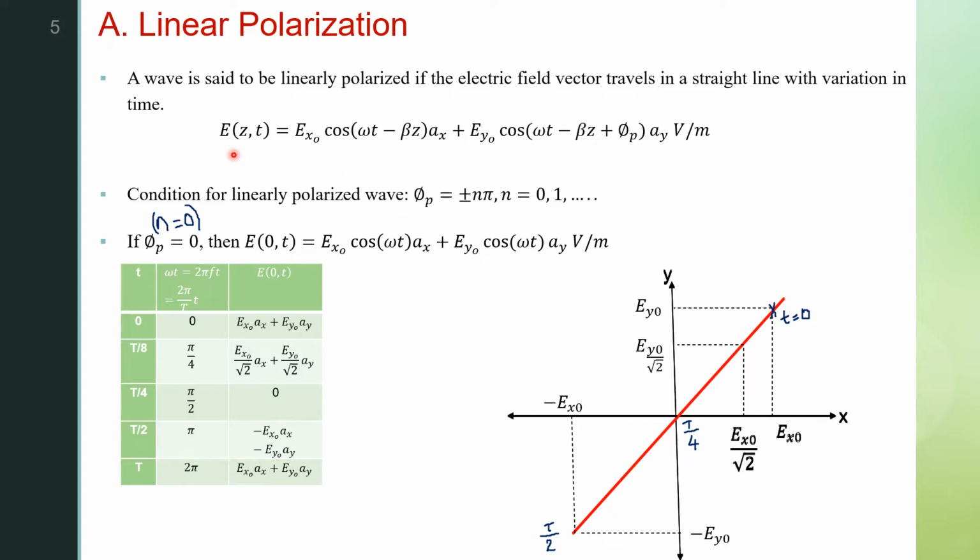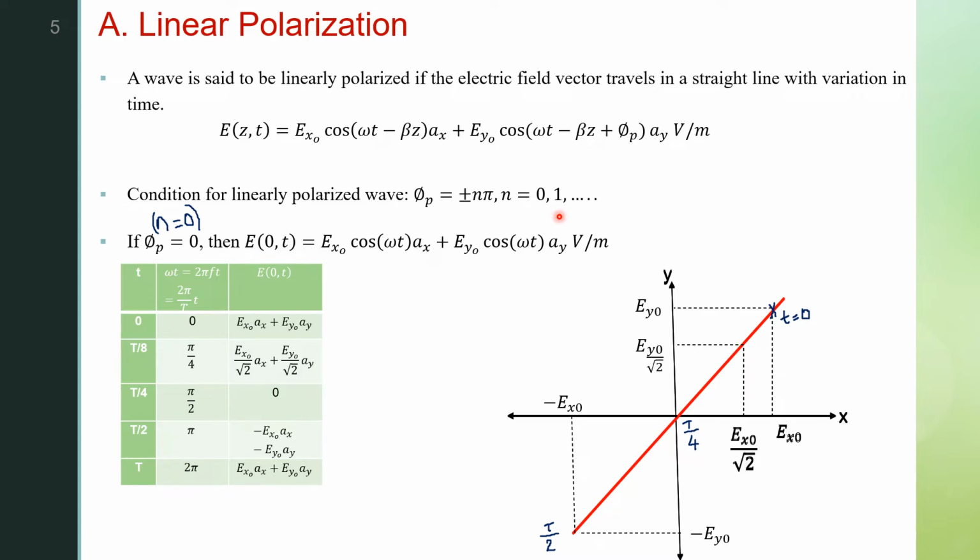We know the general expression for the electric field vector is E of z comma t equal to Ex0 cos(omega t minus beta z) x cap plus Ey0 cos(omega t minus beta z plus phi p) ay cap. Now, for the wave to have linear polarization, there is one condition: the phase difference between the x and y components, phi p, should be equal to plus or minus n pi, where n equals 0, 1, etc.